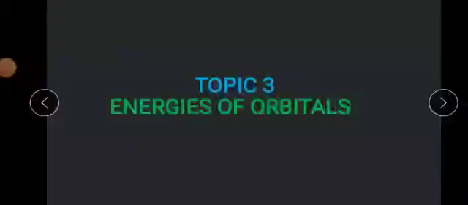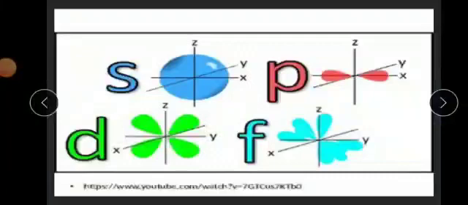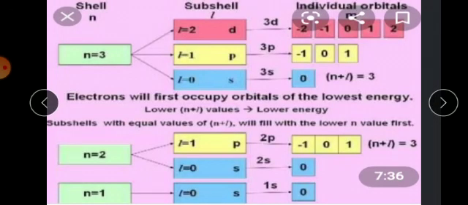Now the topic 3, energies of orbitals. Last class we discussed the shapes of orbitals. S orbital is spherical shape, p orbital is dumbbell shape, d orbital is double dumbbell shape or clover leaf shape, and f orbital is a complex shape. So already we have learned the principal quantum numbers.